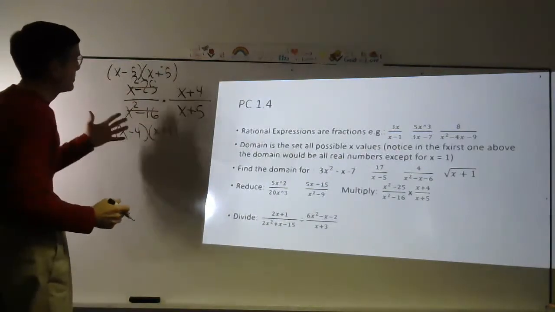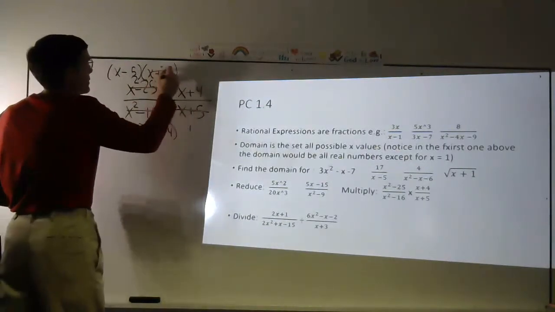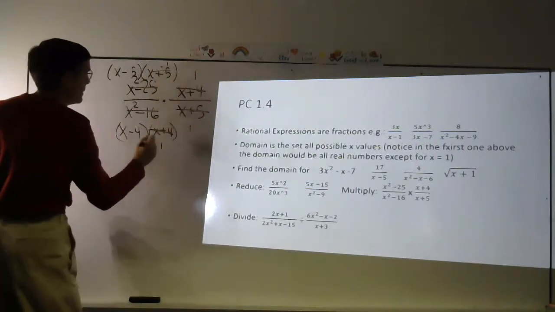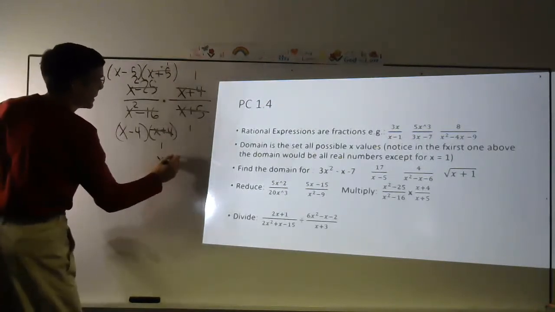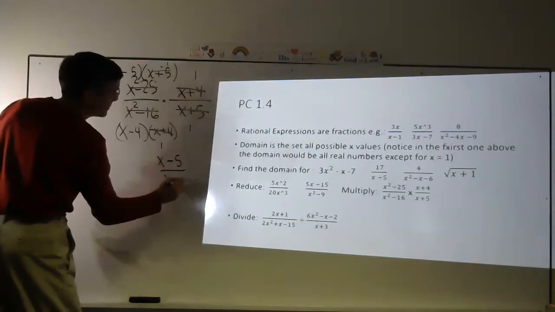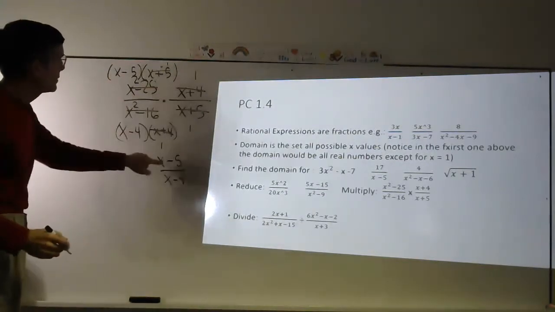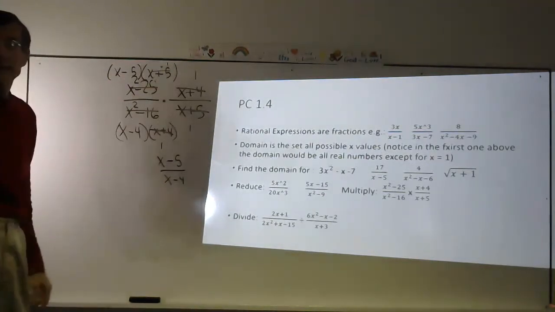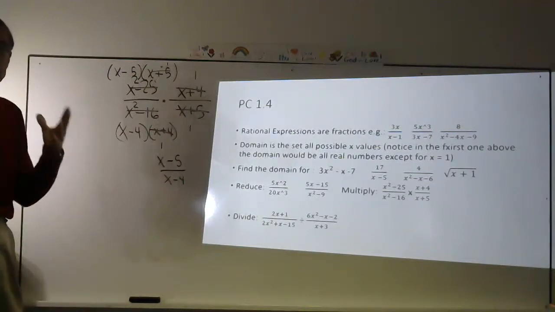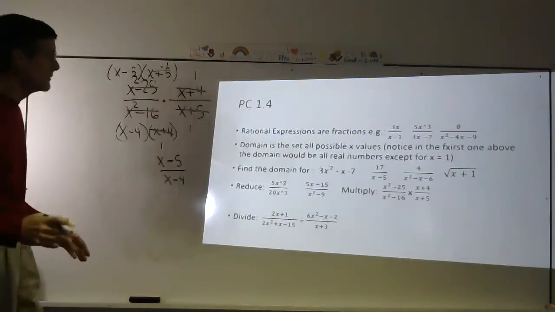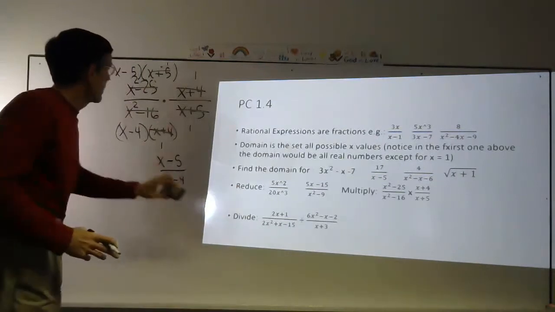Now you have everything factored. You can kill stuff, and you're left with x minus 5, x minus 4. This times 1 is this times 1 is that. All right, factor first. Then you can kill stuff. Okay? What about divide?